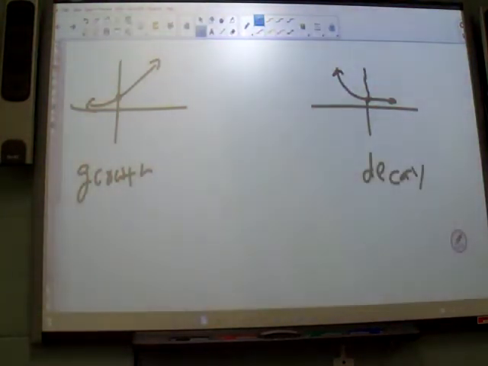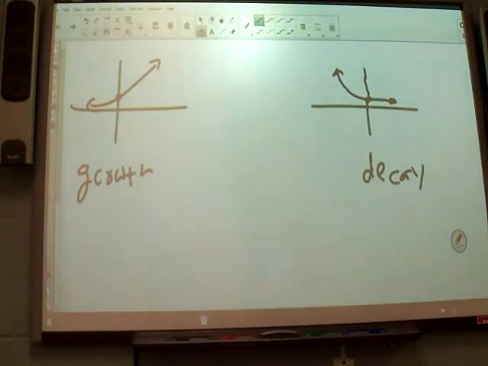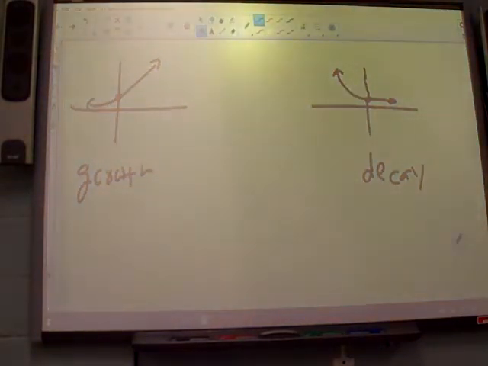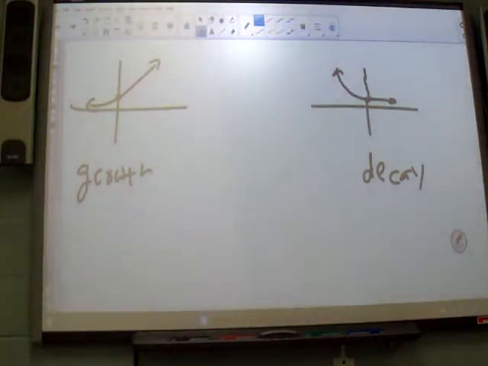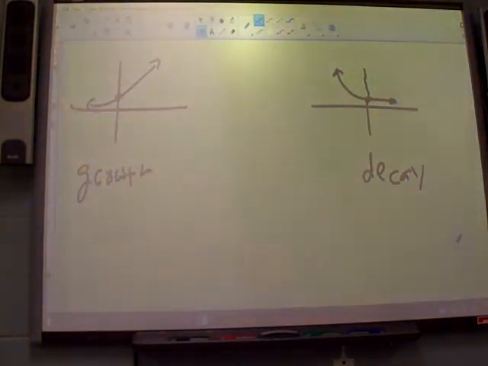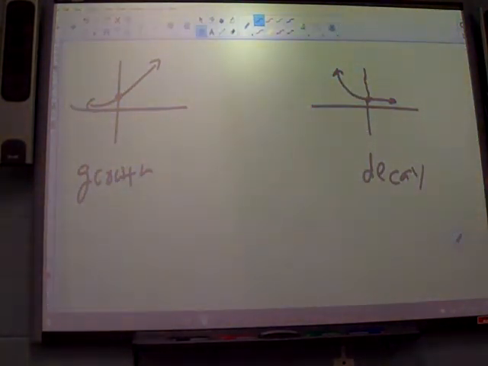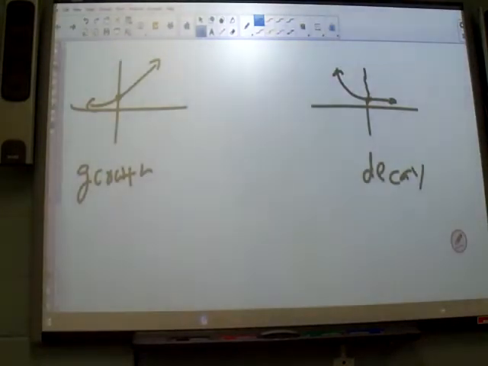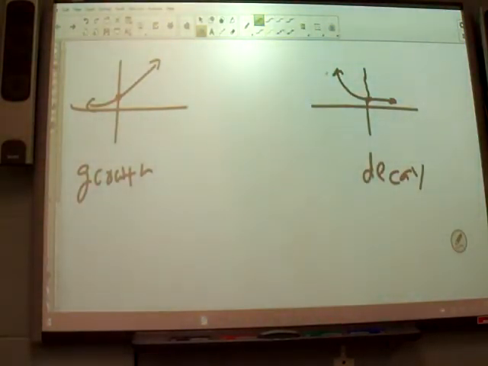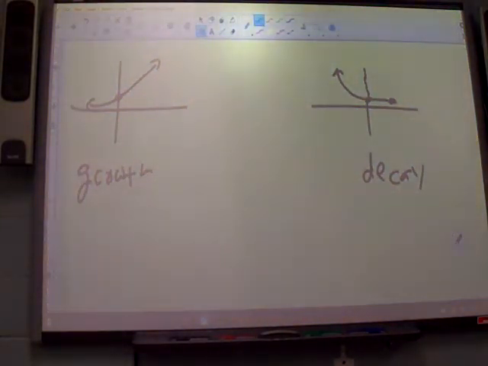Alright, so the one on the right, we've said a gazillion times in this class, we read a graph left to right just like you read a book. So the graph on the left where it says growth, if we were to jump on that thing left to right on your bicycle with me, we'd be going uphill. So it's an exponential growth model. If we jump on this one over here left to right, we'd be going downhill. So that's an exponential decay model.